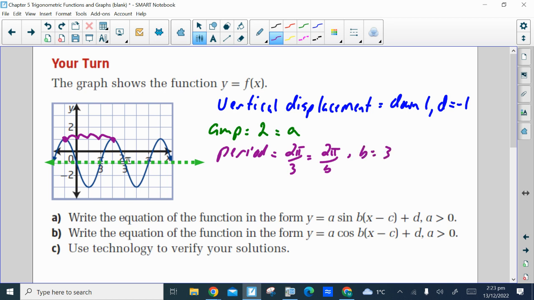The other way you can look at it, you can use logic. Normally the graph of sine and cos has a period of 2 pi. This one is 2 pi on 3. It's 1/3 of 2 pi. So the graph has been horizontally stretched by a factor of a third. The b value and the horizontal stretch factor are always reciprocals of each other. So either way, b equals 3.